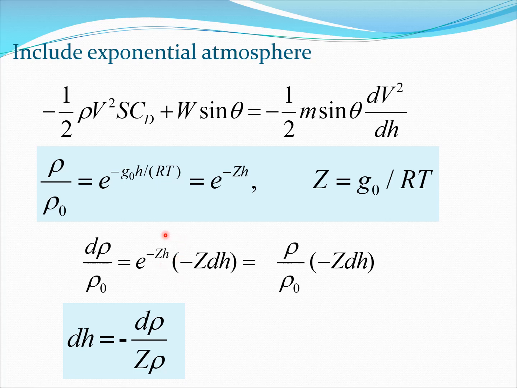So now what I can do, I can take this e to the power minus zh and I can replace it by ρ0 from this equation. So I put this here and I get ρ0 minus z dh, and then I get the relationship dh is minus dρ by z into ρ. So these ρ0 cancel out and ρ and z go down in the denominator, and I get this nice looking equation here. So now I'm going to take this dh and I'm going to plug it into this equation here, which we had for the drag relationship.